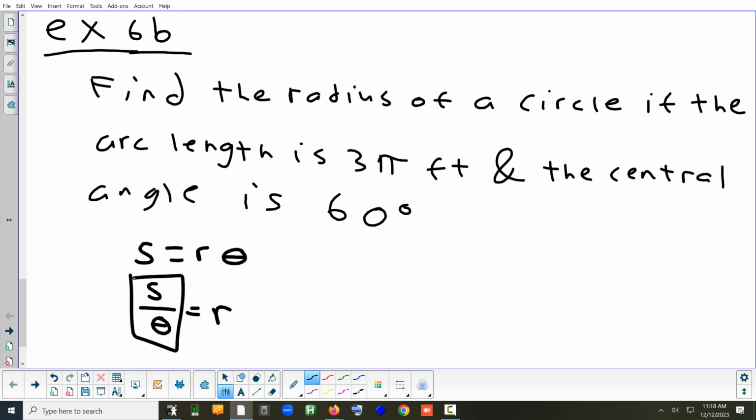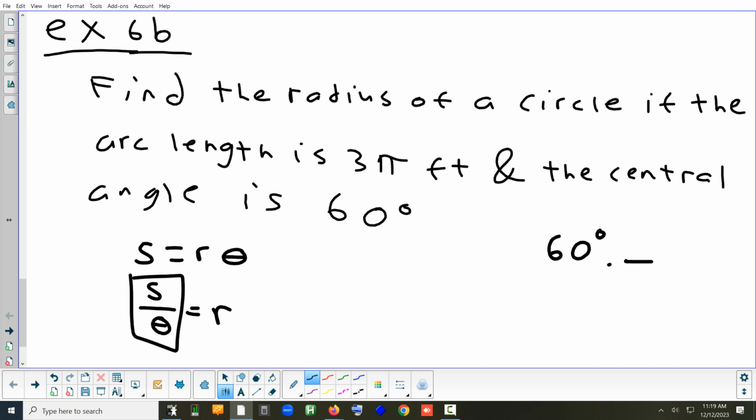But I'm still not ready to use that formula. There's something here that if we don't fix, it's going to come out wrong. Is it the angle? It has to be in radians. The angle has to be in radians. You cannot plug in 60 degrees. Okay? So off to the side, it's part of the problem. It's not the final answer. We need to change this to radians.